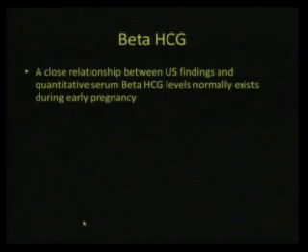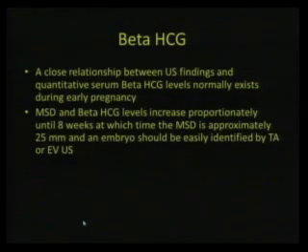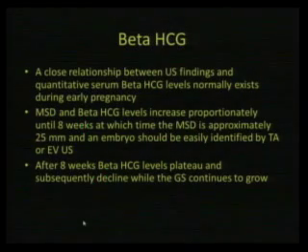So there's a close relationship between ultrasound findings and the quantitative serum beta HCG levels, normally existing during early pregnancy, and that's why the numbers actually mean something. Mean MSD is mean sac diameter, and beta HCG levels increase proportionately until about 8 weeks, at which time the mean sac diameter is about 25 millimeters, and you should actually see an embryo within the gestational sac at that time via transabdominal or endovaginal ultrasound. After 8 weeks, the beta HCG levels plateau and then subsequently decline while the gestational sac continues to grow.